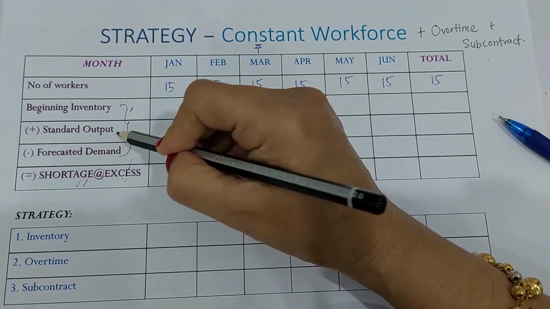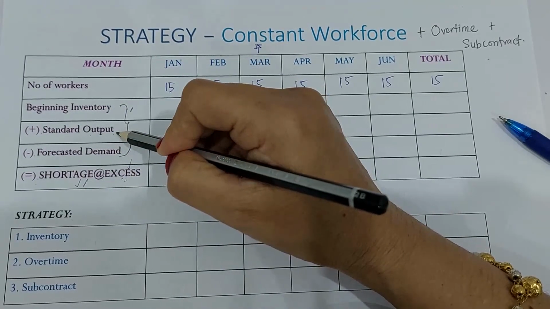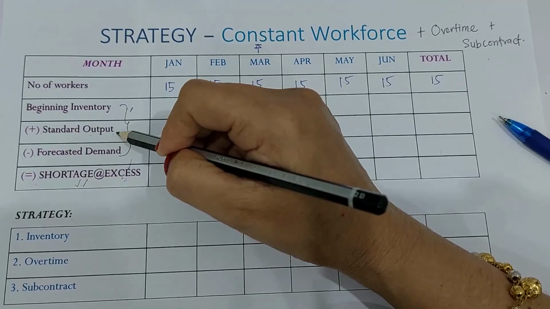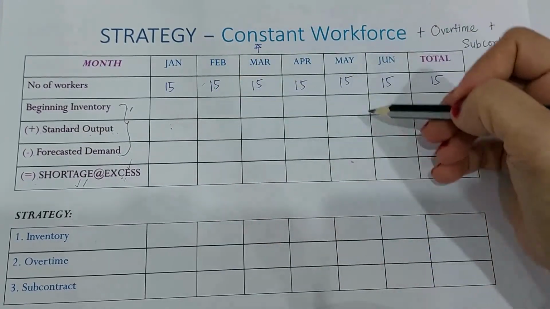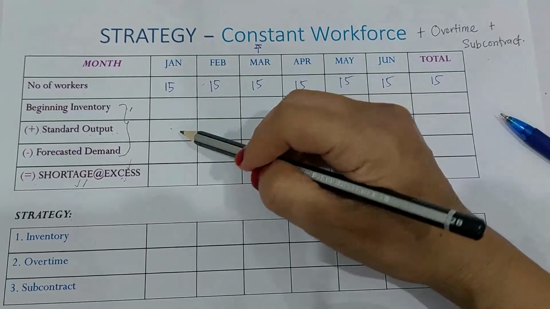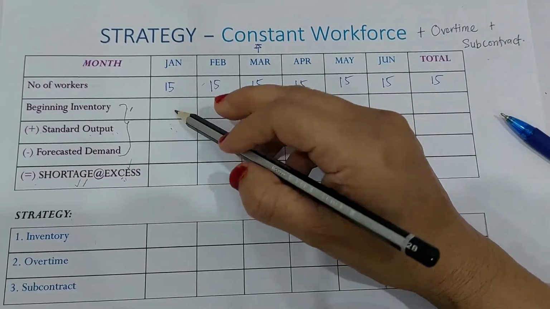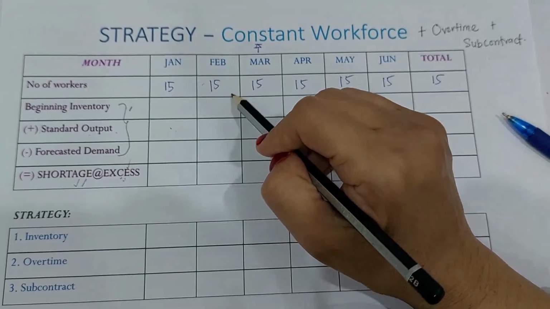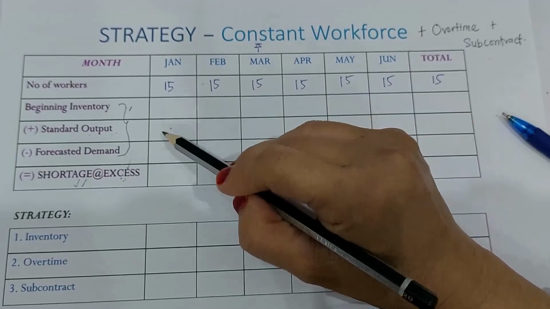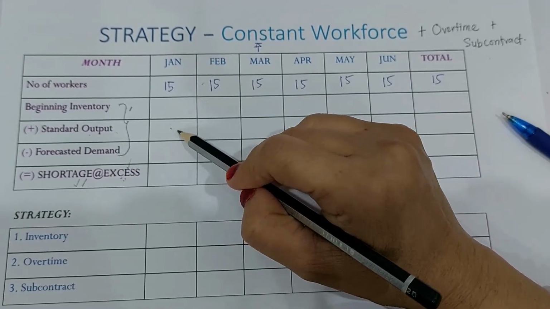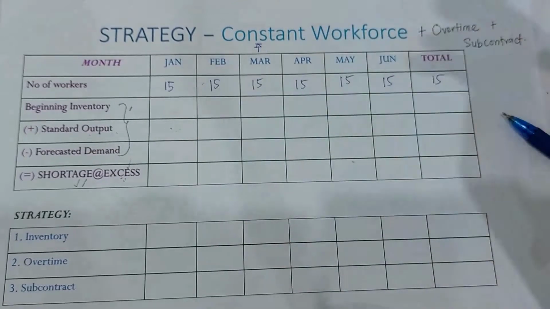Standard output is what we have calculated earlier. We calculated different standard outputs from January until June, because we have different numbers of working days. But we still use the same number of workers. If you still remember, we calculate standard output by multiplying with 15 workers every month. So we just write in the standard output that we get every month.